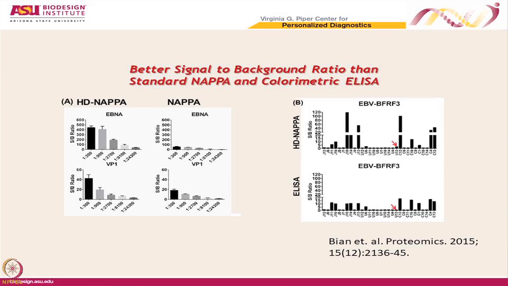We even compared the HD NAPPA to ELISA. So you would think that ELISA, being a full-scale chemical method in a 96-well tube, should be much better in expression. But in fact, we were able to detect signals here on the HD NAPPA that you could not detect at all on the ELISA. And then overall, the signal intensity by ELISA compared to signal intensity by HD NAPPA, this was nowhere near as strong as that was. So in our lab right now, this is probably the most sensitive platform we have for detecting interactions.